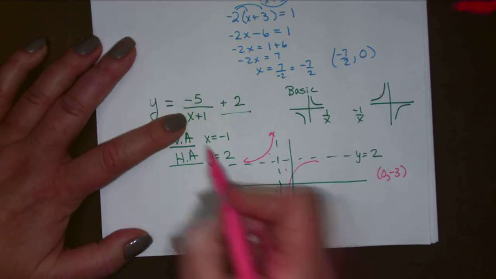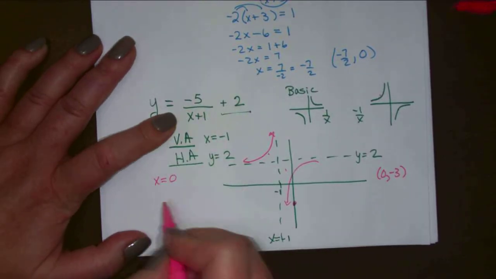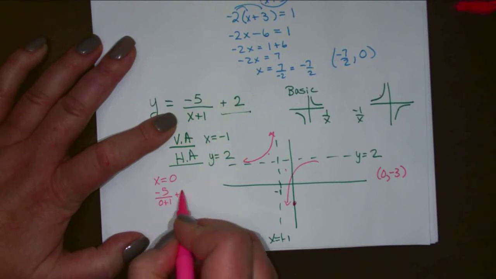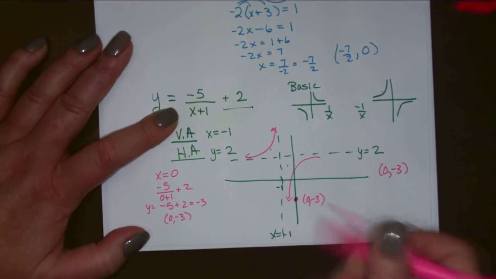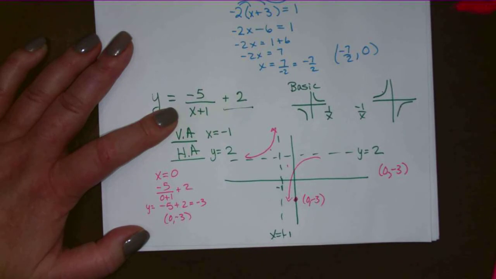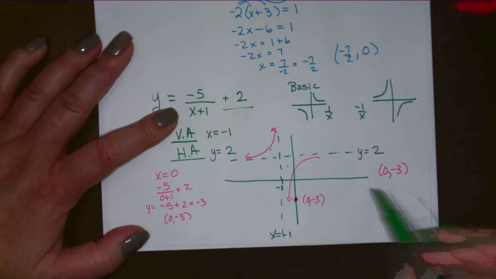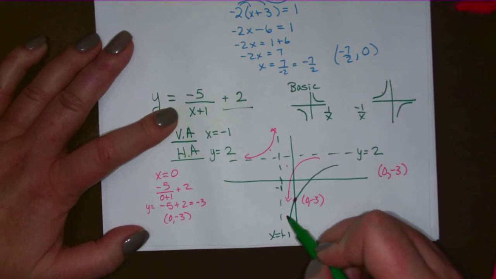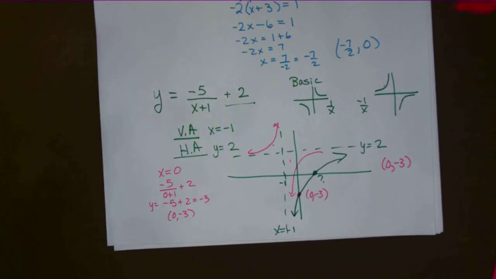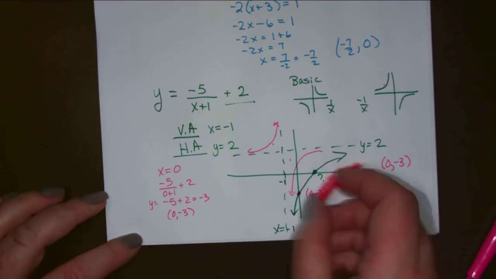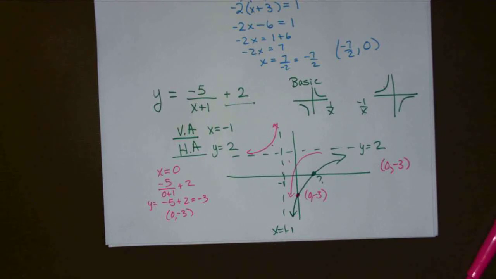If I plug x is 0 in here, I get negative 5 over 0 plus 1, plus 2, negative 5 plus 2, negative 3. 0, negative 3, that's down here. So even though I drew the basic graph, it's not in the right spot until you find your intercepts and make sure. So where does it go? It's probably more likely like this, and then we still need to find that point. You need to fix it up after you draw it. So you draw your basic graph in, at least get it in the right spot and right shape, find your intercepts, and then just tweak it. That's why I was using the pipe cleaner earlier, in case I drew it in the wrong spot, so I could just move it without having to erase it.